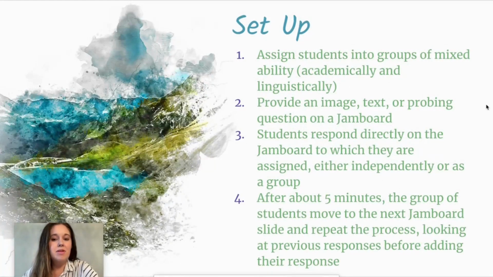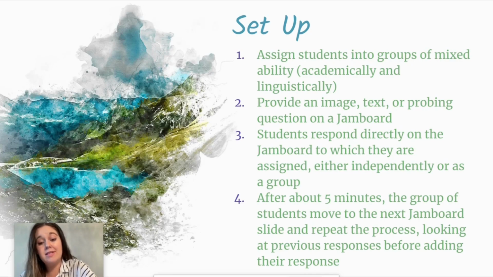So how it's set up: first you have to assign your students into groups of mixed ability, either academically or linguistically, ideally both. Then you provide them with an image, a text, or a probing question on Jamboard. So I assign my students, okay, group 1, you're going to start on slide 1. Group 2, you're going to start on slide 2, etc. Students respond directly on the Jamboard to which they are assigned, either independently or as a group. There's no rules. You can have them talking to each other if that's how you would prefer to do it.